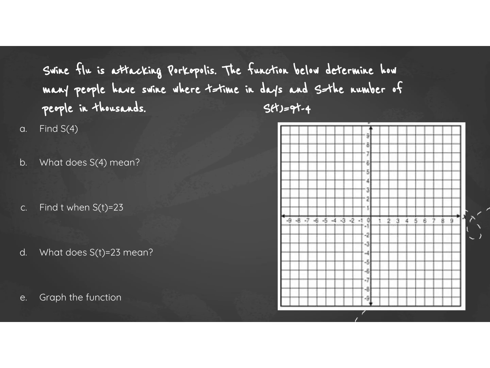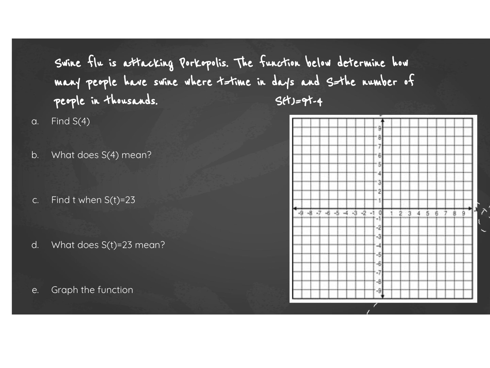Okay, so you've got this function. We've got a totally arbitrary and made up problem. S of x is 9x minus 4. People have swine flu and they have t, time in days. S is number of people in thousands. So what is the S of 4? That's going to be 9 times 4 minus 4. So that will give me 32.